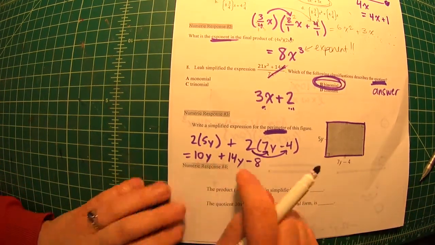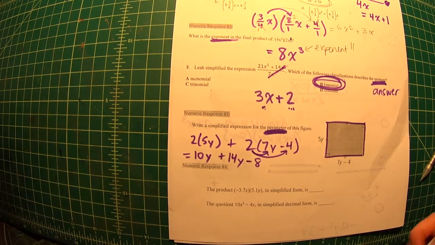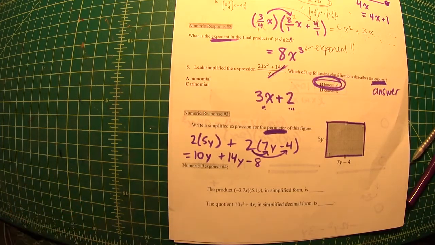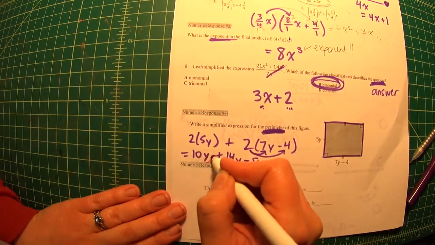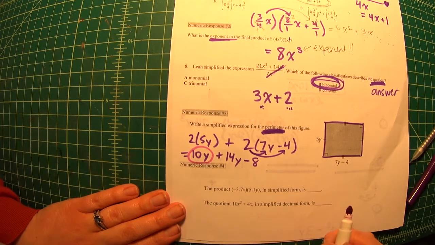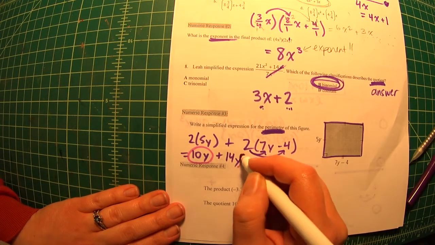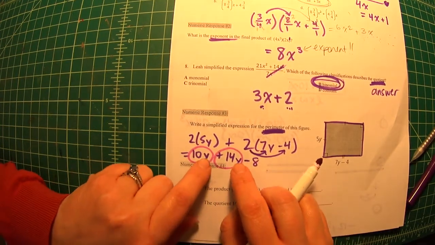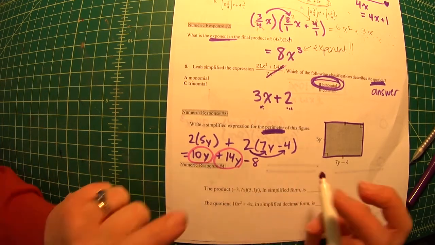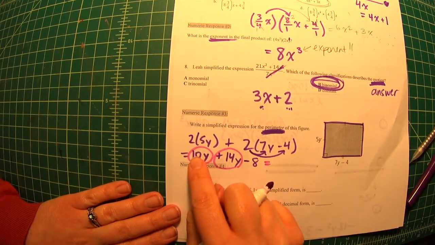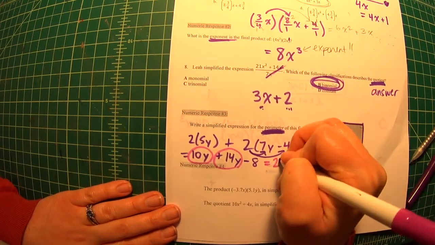But I'm not quite done because I still need to add. And when I add or subtract, I have to look for like terms. Remember, you can only add or subtract like terms. So my first term, 10y. Is there a like term? Yes, there is. Positive 14y. Both of them are y's with an exponent of 1. Those are like terms. That means we can combine them. We can add them. 10 plus 14, 24.